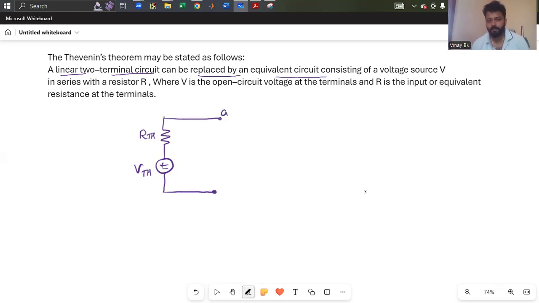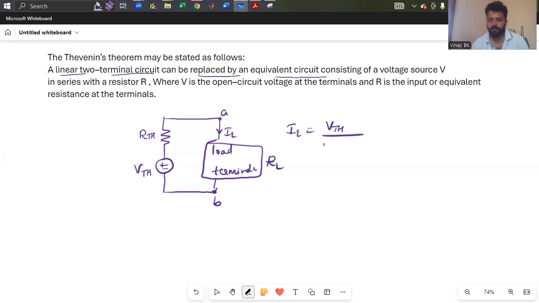A and B are the load terminals. So if you want to find the current flowing through these load terminals, that is represented as IL. That IL is given by VTH divided by, suppose the load has a resistance RL, in that case RTH plus RL. That's it. So, steps to solve the problem.